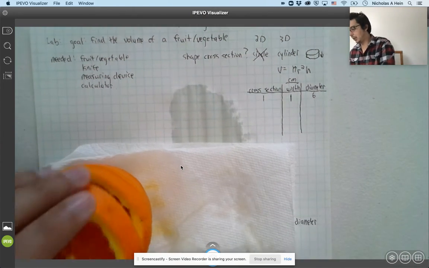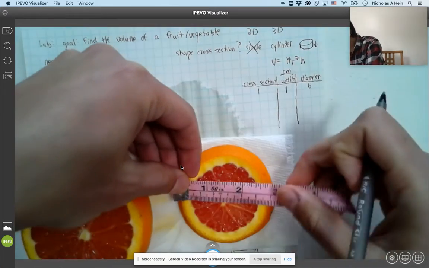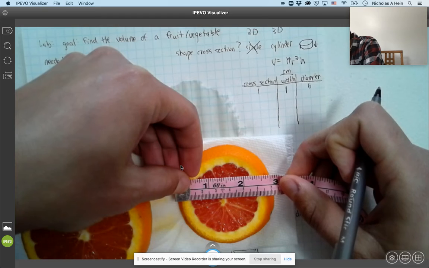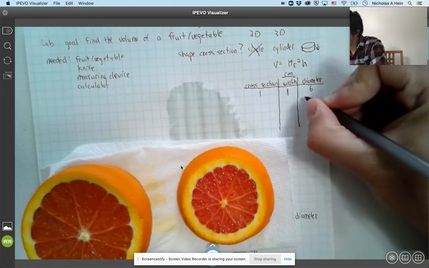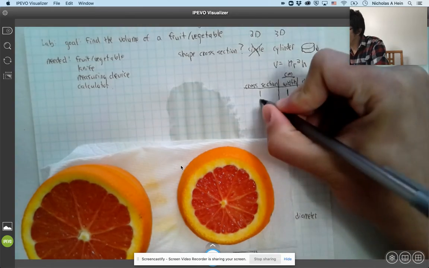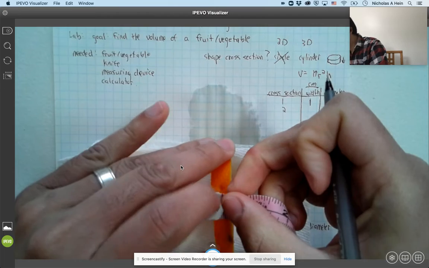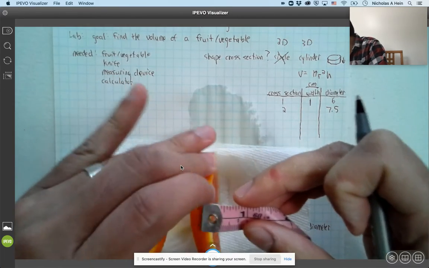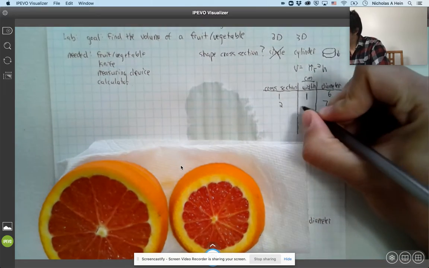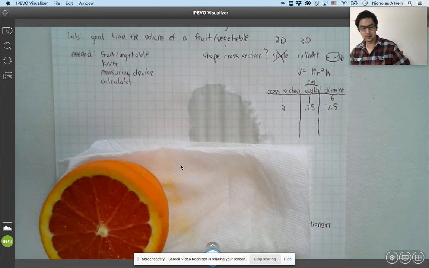Second cross section to help you calculate the volume of this is roughly 7.5, I'll just do 7.5 to keep it easy for you. And the width of this cross section, I was trying to keep them good. Unfortunately, I didn't do as good. So that's about 0.75 is the width of that one. Okay.